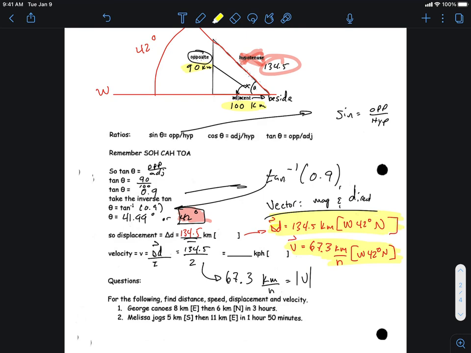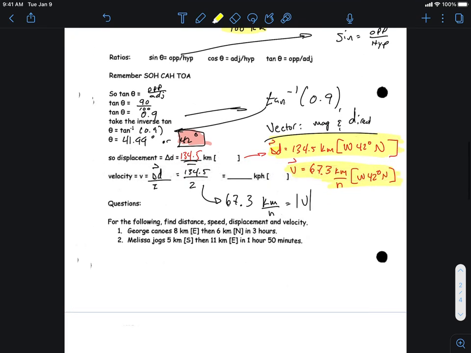The velocity has to follow the angle at which her displacement does. The two are tied. Does anybody have any questions? I think I put two questions there for you. I'm going to stop it there.